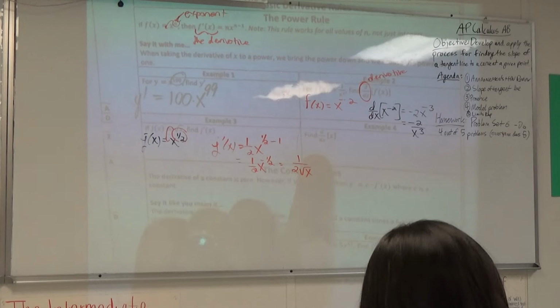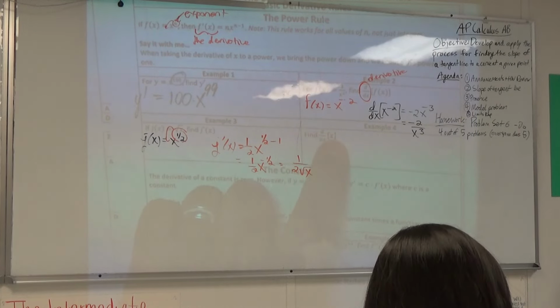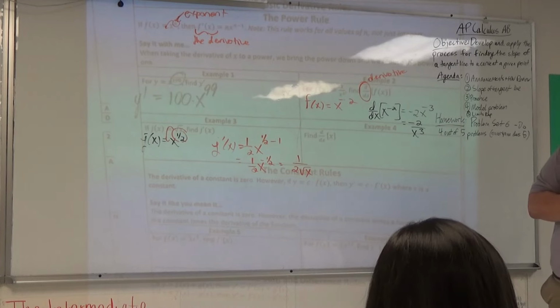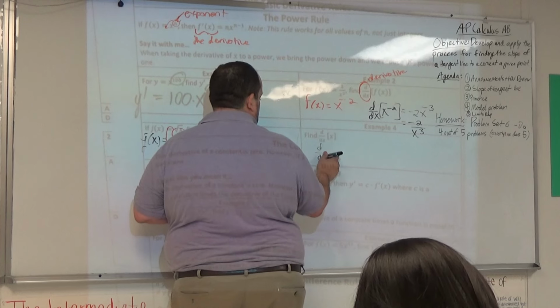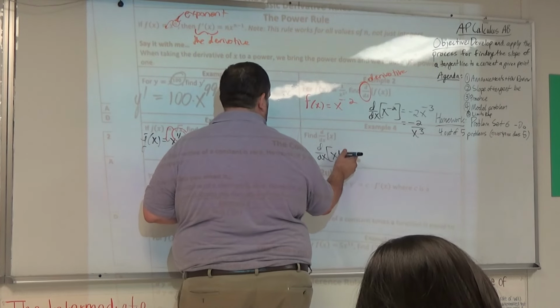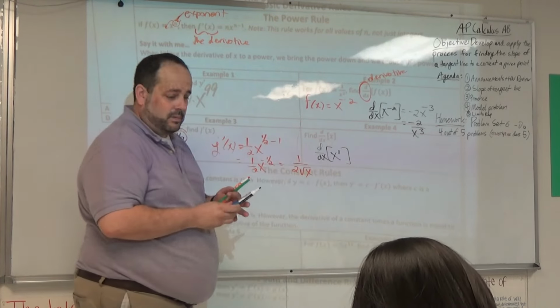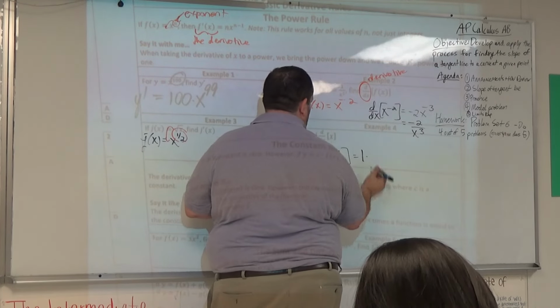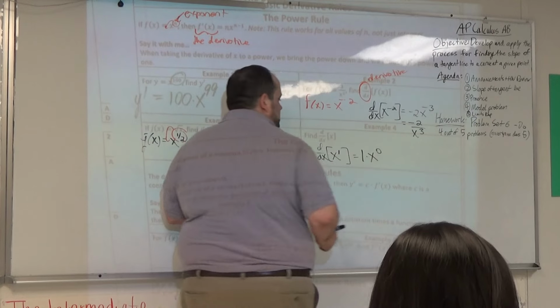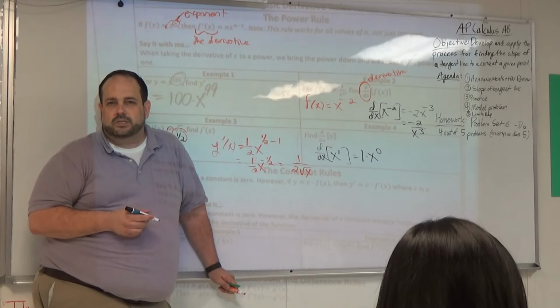All right, one last one here. Find d over dx of x. Still derivative. Andrew, do you see this as x to a power? You do? What's the power? Right, x is really x to the 1 power. So let's find that derivative. That says bring the power down, reduce the power by 1. So 1 times x to the 0.